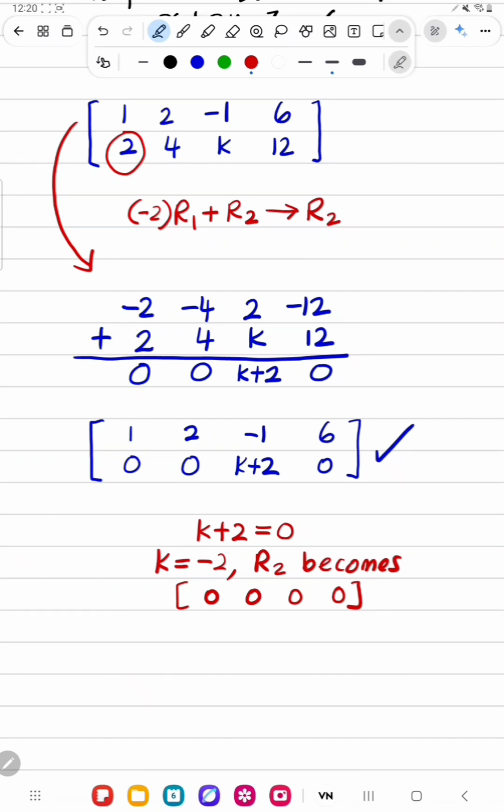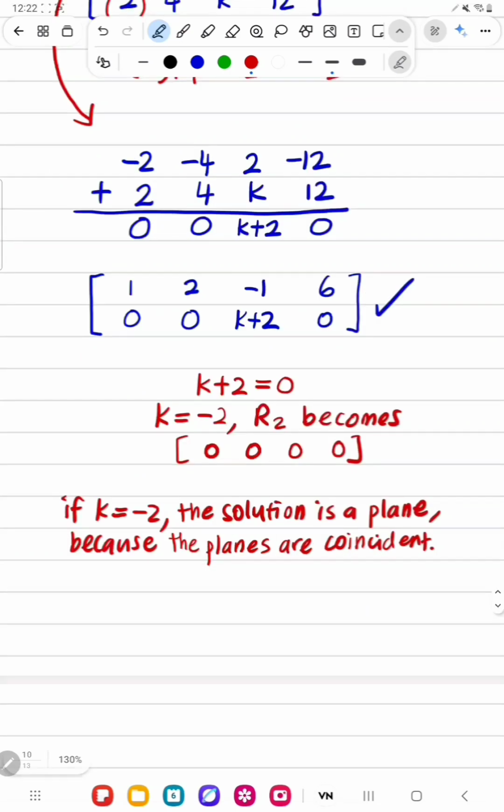The solution is a plane because the planes are coincident. Also, we often call this case infinitely many solutions. So, this is one type of solution. Are there any other possibilities, students?